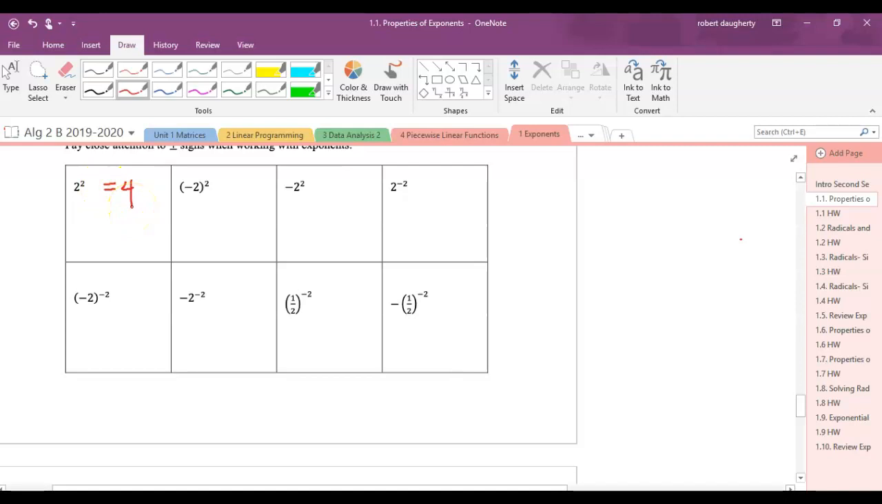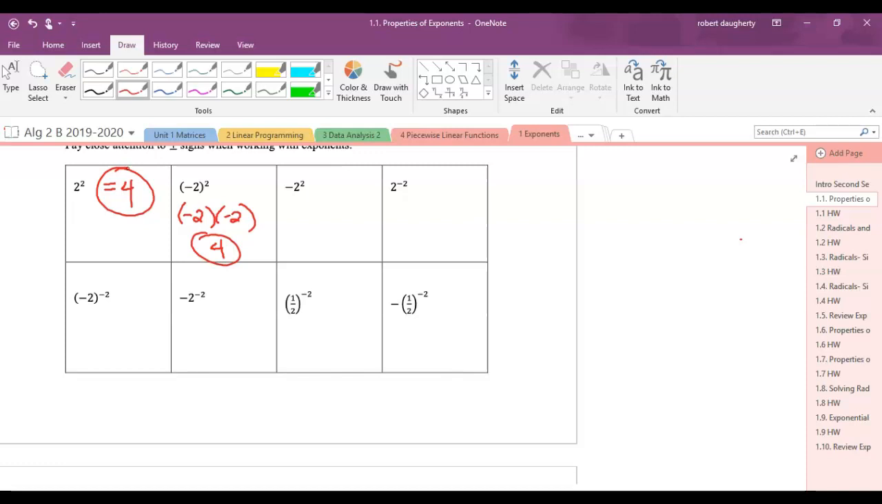So there we go. Now in the next one, what is being squared? Negative 2. So this is negative 2 times negative 2, which is 4. So I got the same answer there. Now in the next one, what is being squared? 2. There's a difference between this one and this one. This is what it looks like for negative 2 to be squared.